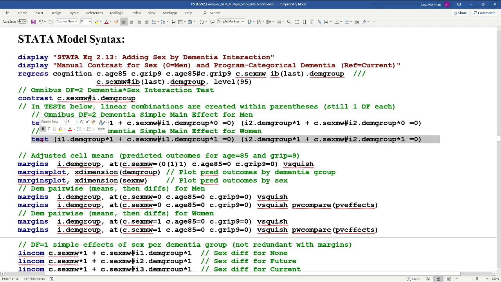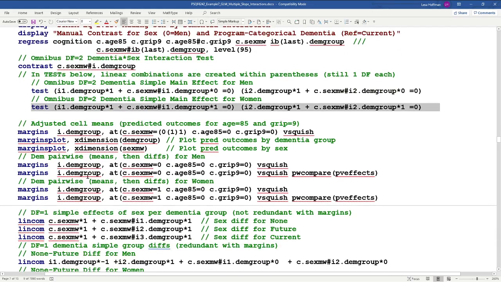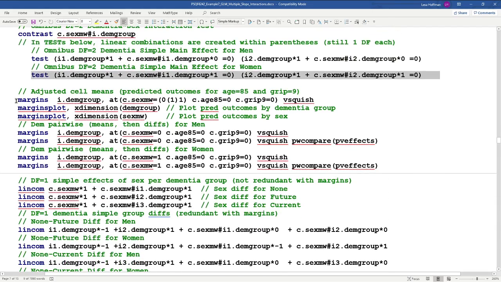That's what this combination is going to get at. And tests like contrast are going to give you F-tests, the significance tests, but not the effect sizes that correspond to them, unfortunately. To get adjusted cell means, margins, our friend that we've met before, simplifies even further.